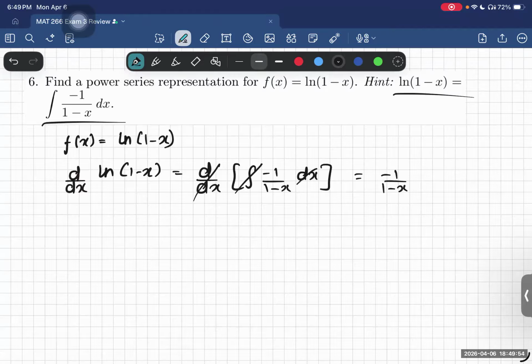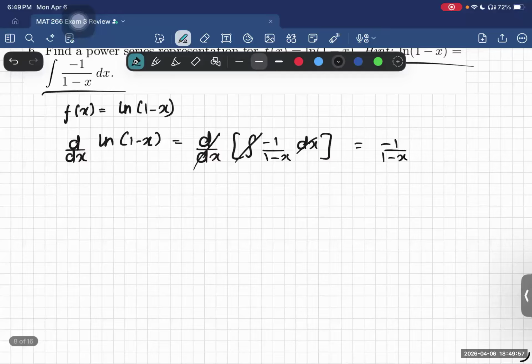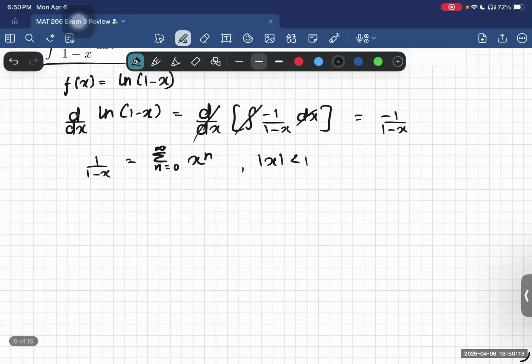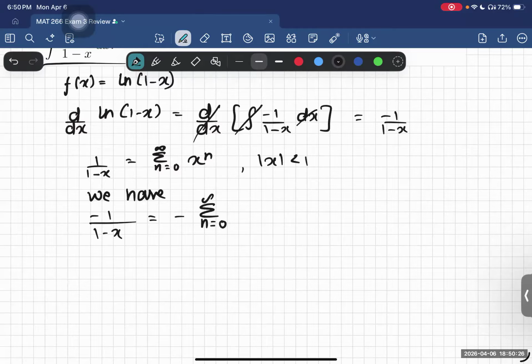Now, our standard form from the previous question, if you remember, was 1 over 1 minus x equals the summation from n equals 0 to infinity of x raised to n. This was our power series formula, with the absolute value of x less than 1. So now we have negative 1 divided by 1 minus x. Let's get the negative sign outside, and we get the summation n equals 0 to infinity, and again x raised to n. That's the only thing that we have.